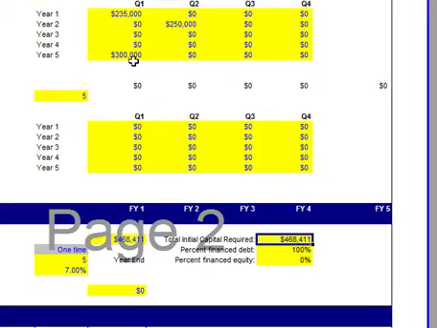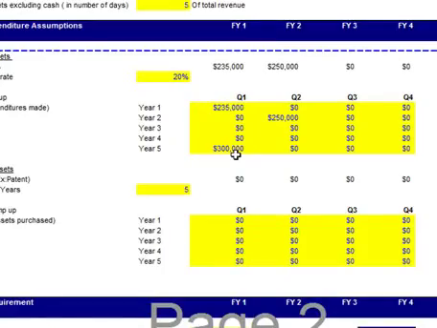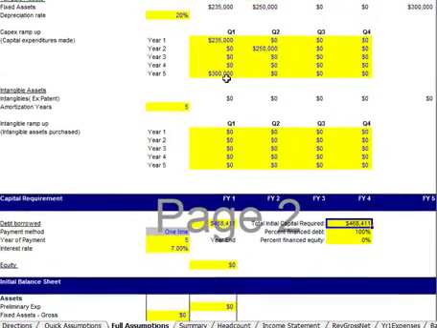Now, you can modify that. If you think, hey, that's too conservative, and I don't want to include all of that, you can lower that number right here and say, hey, we don't need $468,000, we need $400,000. But that's how this number is calculated.